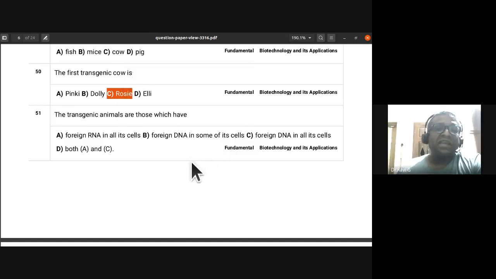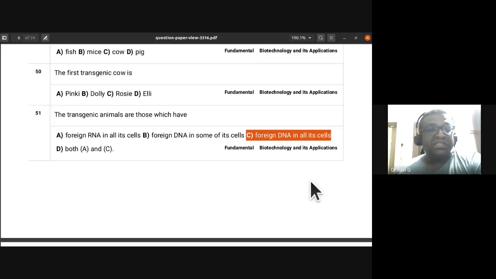The transgenic animals are those which have foreign RNA in all its cells, foreign DNA in some of its cells, foreign DNA in all of its cells. So C is the right answer. So the 51st, the right answer is C.